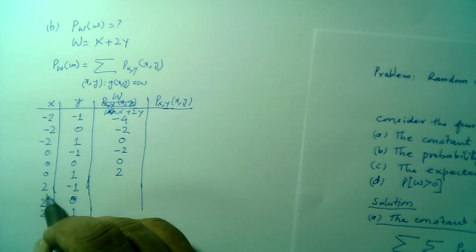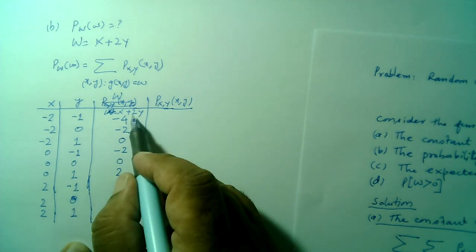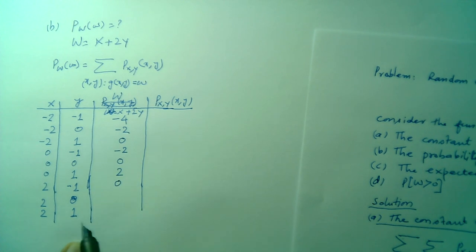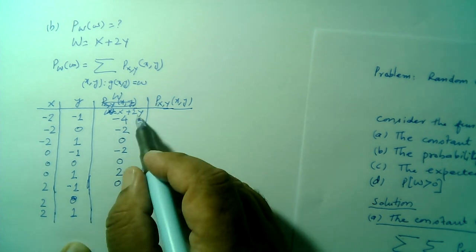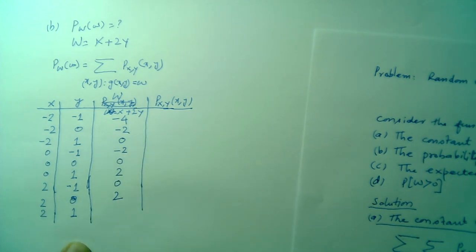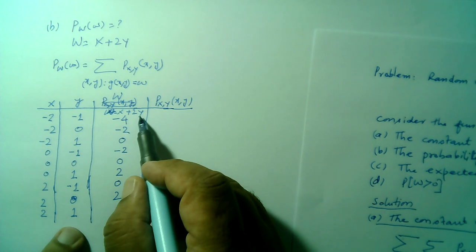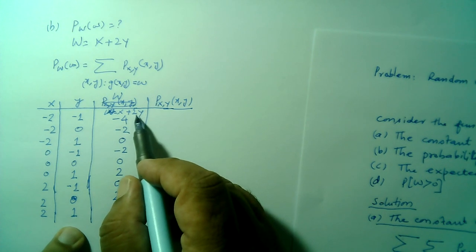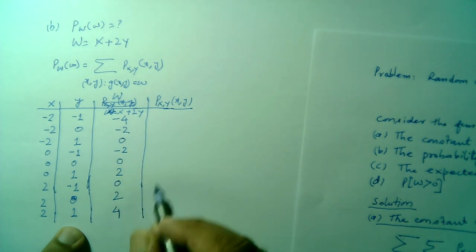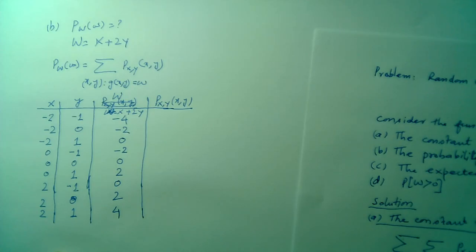Now x is equal to 2 and y is equal to minus 1. So minus 1 multiplied by 2 is minus 2, and plus 2, this should be 0. Then x is 2 and y is 0, so w is 2. Here x is 2 and y is 1, that will be 2 plus 2 is 4. So these are all the possible values that w can take on.